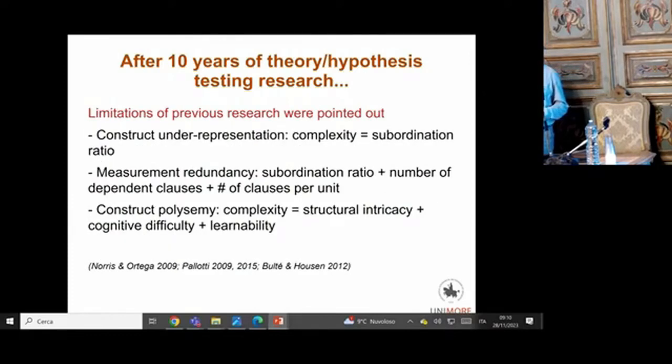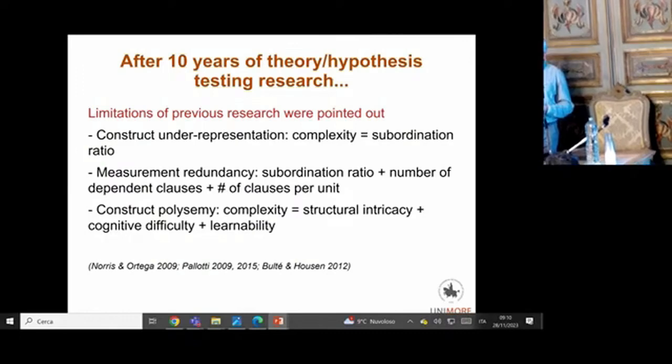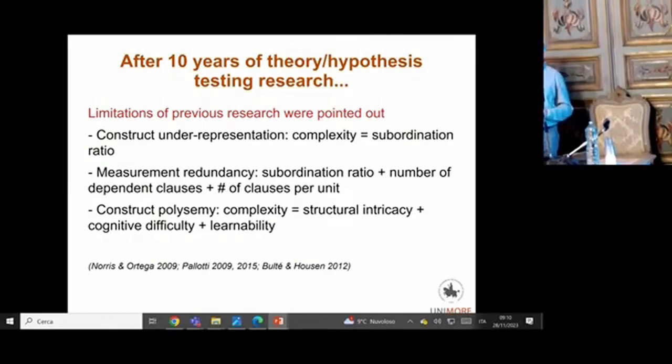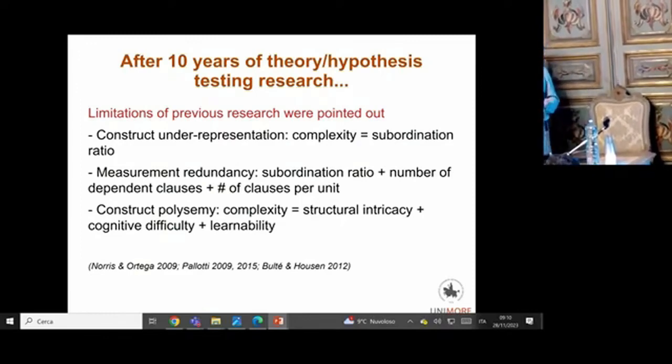Where are we today? Well, since then, I wrote an article in 2009, 2012, etc. We pointed out some limitations of previous results. So why didn't the field make enough progress? For example, there was an issue of construct underrepresentation in some areas. For example, complexity was equated with just one single measure, like the subordination ratio, which is oversimplifying the construct, of course. But in other cases, there was redundancy. So different measures measuring essentially the very same trait were piled up together without any meaningfulness. For example, if you calculate the subordination ratio, the number of dependent clauses and the number of clauses per unit, you're basically measuring the same thing. And in some studies, these were reported as three measures of complexity, which doesn't really make sense.